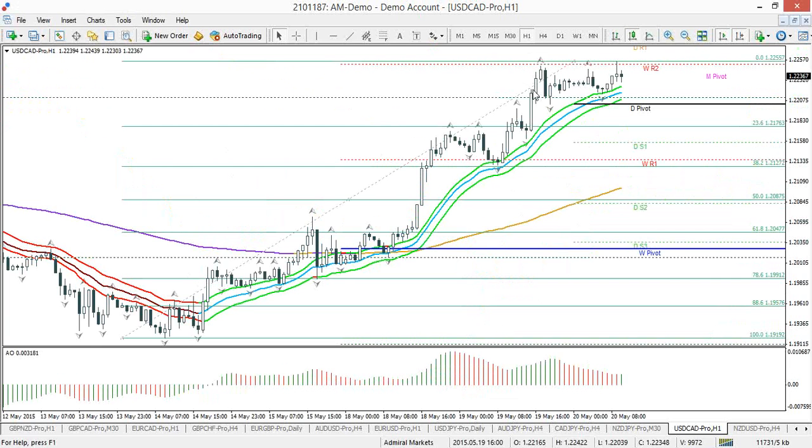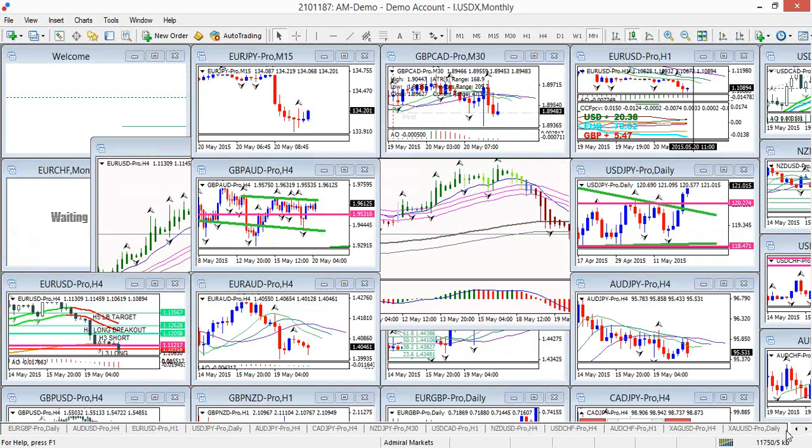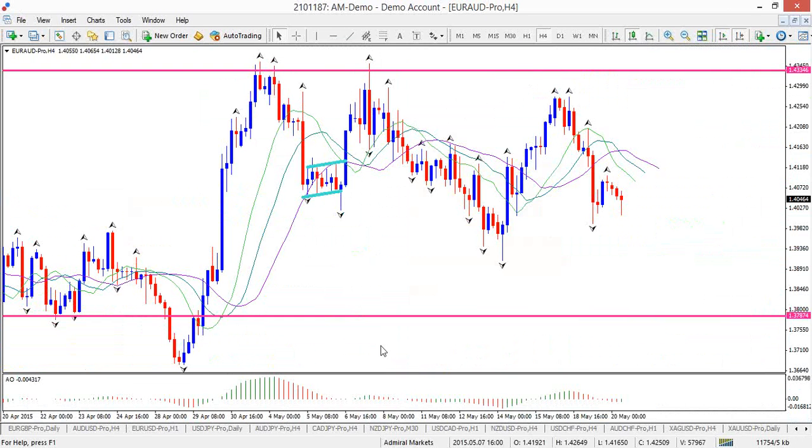So this is all I really have to add for the dollar CAD. The euro odd, let's take a look at that. Oh, there it is.